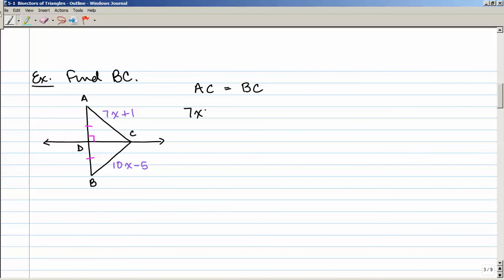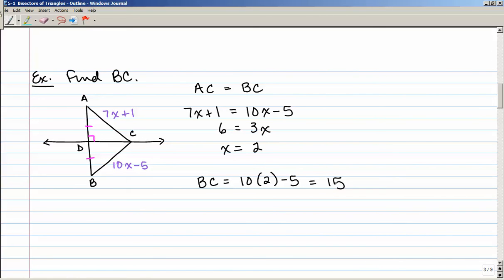So 7x plus 1 equals 10x minus 5, or 3x equals 6, or x equals 2. Now we need to find the length of BC, so we're going to plug that back in. 10 times 2 minus 5, or the length of BC is 15 units.